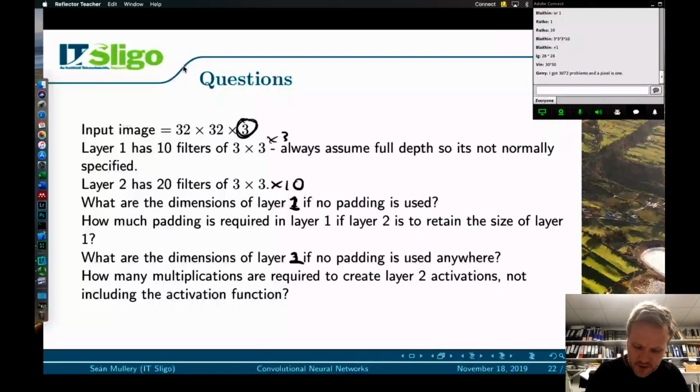So what are the dimensions? We're going to have 30 by 30. We can't leave it at that because we have how many filters? In layer 1 we have 10 filters, which means we're going to have 10 activation maps. So that's going to be 10. Okay, so that's going to be the dimensions of the output.